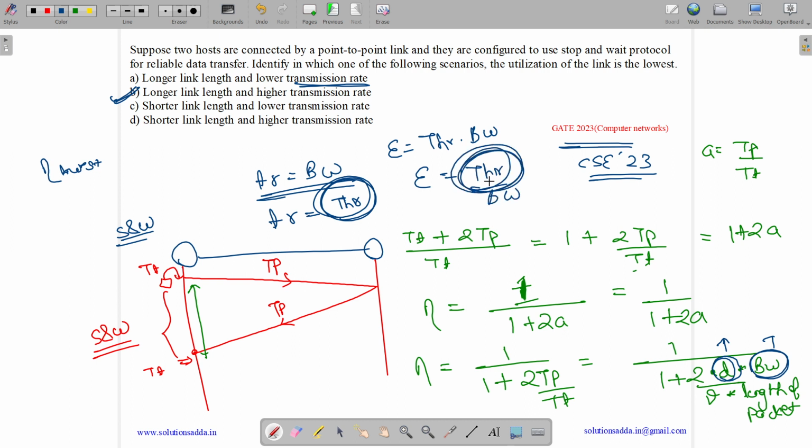Then, to reduce the efficiency, we must reduce the throughput. So we would have longer link length and lower transmission rate. So we have the second option if we assume that transmission rate equals bandwidth, and the first option if we assume transmission rate equals throughput. But most probably the answer would be B only, as transmission rate is bandwidth. But if it was given that transmission rate equals throughput, then the answer would have been option A.